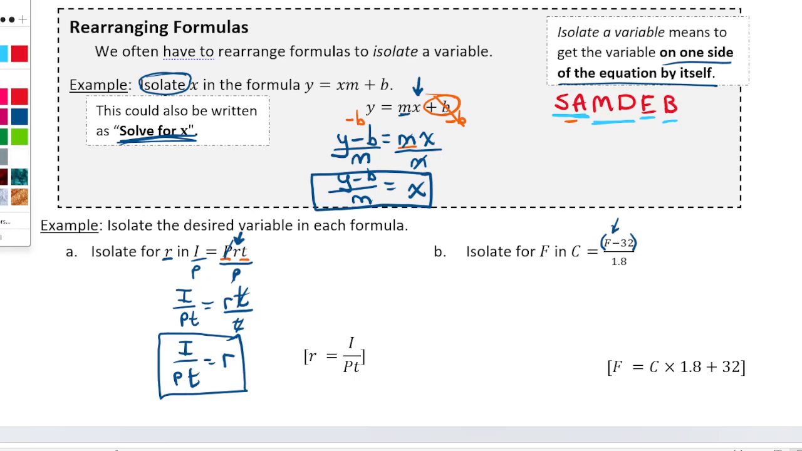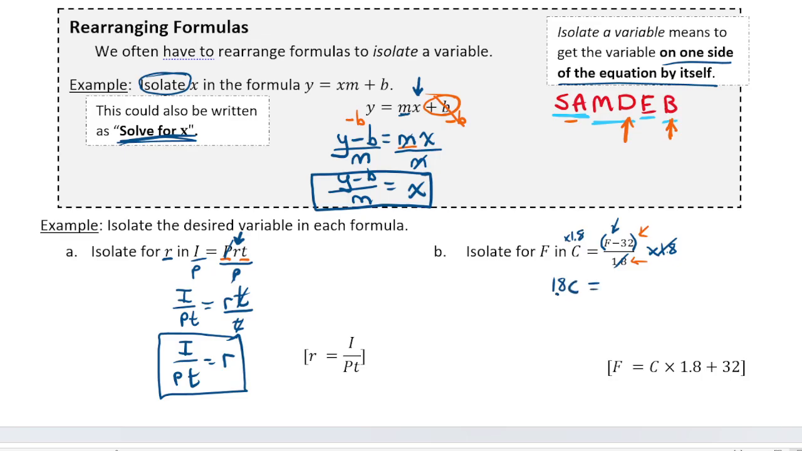So that means I've got brackets and I've got division. If I look at my SAMDEB, I do division before I do brackets. So I have to get rid of that 1.8 first. It's in the denominator, it's dividing, so I'll multiply by 1.8 to get rid of it. And I will multiply this side by 1.8.